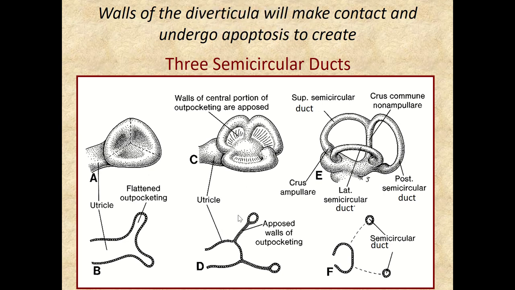How those canals or ducts are formed is that first it's an outpouching, but then the middle portions of the outpouching, the ends come into close approximation with each other and fuse, and they undergo apoptosis, and so you end up with just a duct instead of a big flat disc. So it's kind of cool how they develop out of one big flat disc into three semicircular ducts.